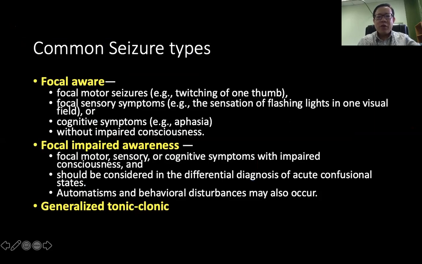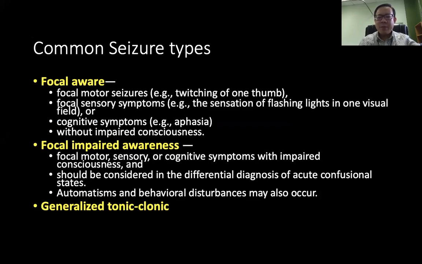So let me give you some examples of focal aware seizures, including twitching of the thumb. If you look at the video now, the patient has intermittent rhythmic twitching of the thumb because of a stroke or a tumor, but he is aware. This is called focal aware status epilepticus. Sometimes the patients become unaware, and a patient develops psychosis, continuous aura, or automatism. Then we'll call them focal impaired awareness status epilepticus.